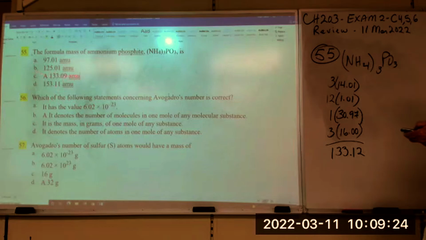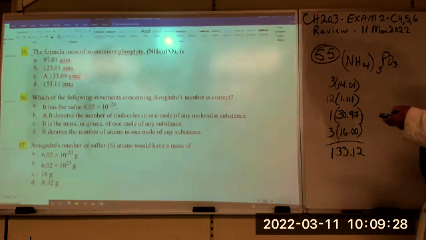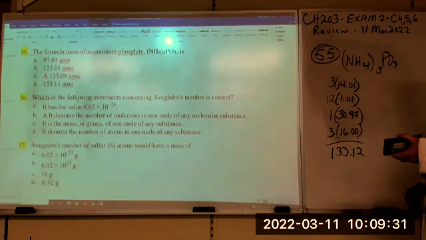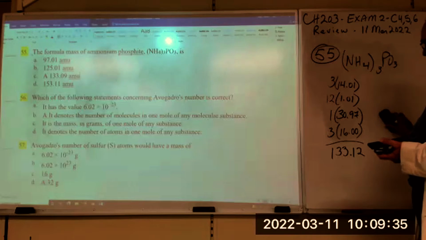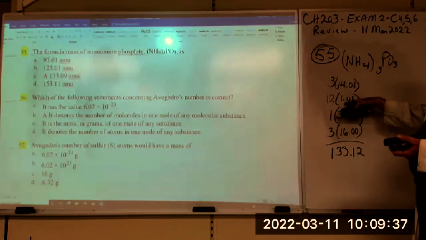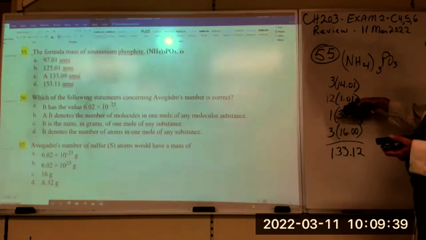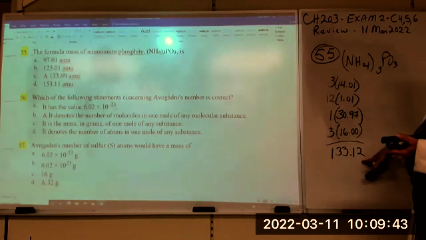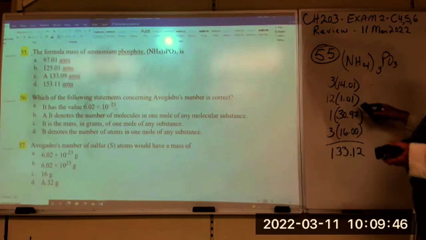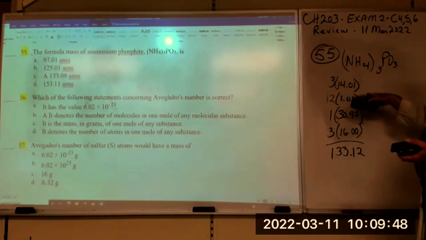Close enough. Pick the best answer. I think that's a rounding error. They probably rounded these guys off. They definitely rounded this one off. Let's see, if I'm 1, 2, and they're 9, that would be a difference of 0.03. Maybe. That one might be rounded also.